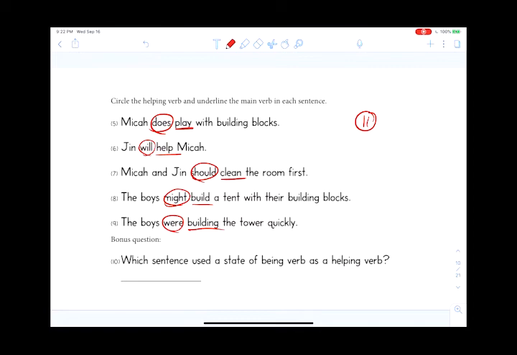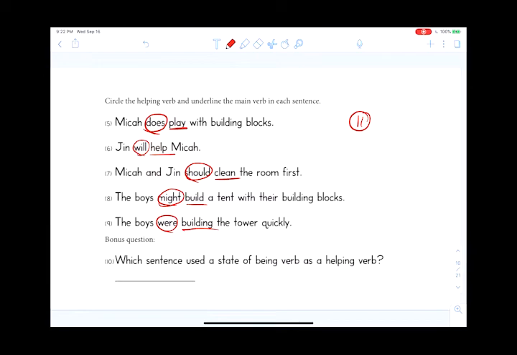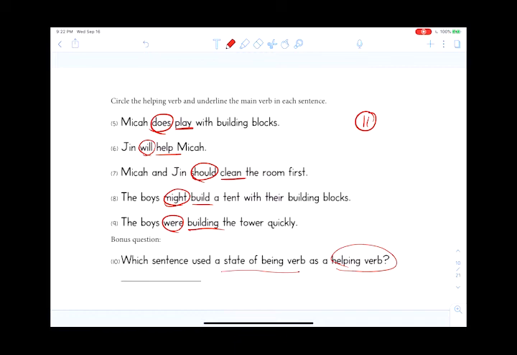Bonus. Which sentence used a state of being verb as a helping verb? Sentence 9. Because were is a state of being verb, but also a helping verb in this case.